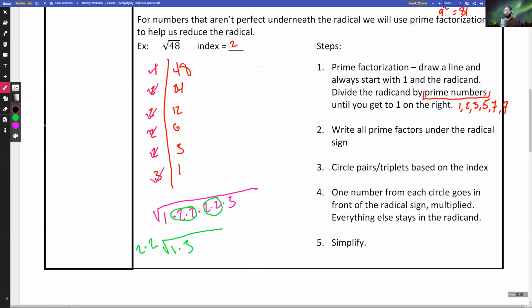I'll try to get it more. 4, and then, yep, 2 times 2, which is 4. And then we have the radical, and then 1 times 3 is just going to be 3. Okay, that's how we do this.